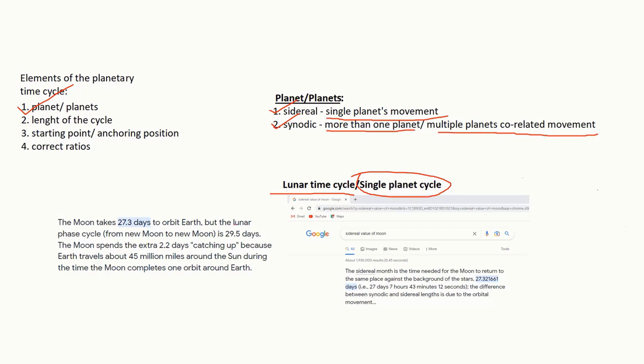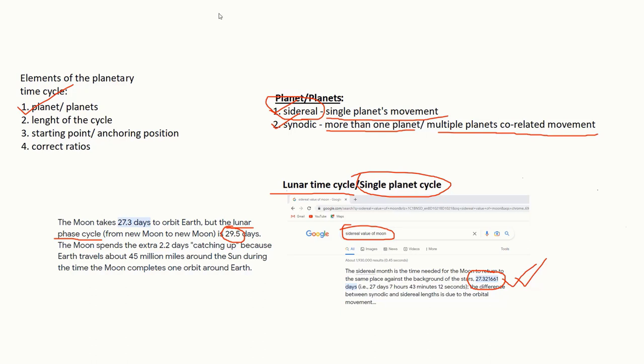Well, everyone makes the same mistake while working with the lunar time cycle. They actually use the lunar phase cycle, which is 29.5 days, to calculate the lunar time cycle and to make their forecast. But as I have told you earlier, lunar time cycle is a single planet cycle. In that case, we need the sidereal value. We need the sidereal value of the moon, right? If you go to Google and search for the sidereal value of the moon, it will provide you the sidereal value, which is 27.321. All right, this is the actual value. This is what you need to work with.